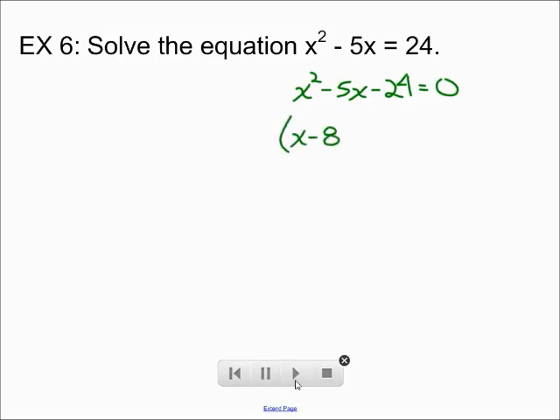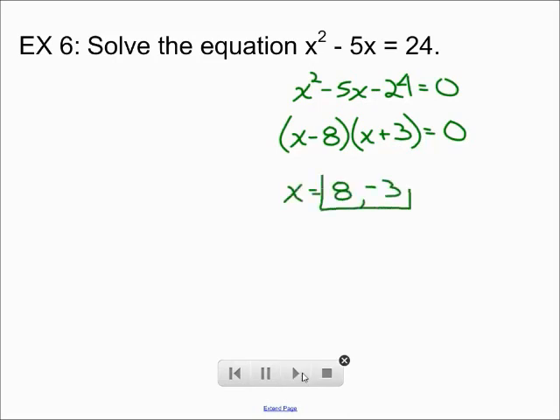Okay, there are factors of negative 24 that add up to negative 5: negative 8 and 3. Negative 8 times 3 is negative 24. Negative 8 plus 3 is negative 5. And then we can use the zero product property that we learned a lesson or two back to say that the solutions to this equation are 8 and negative 3. Because if x minus 8 times x plus 3 equals 0, then either x minus 8 or x plus 3 has to be 0. We check our answers.